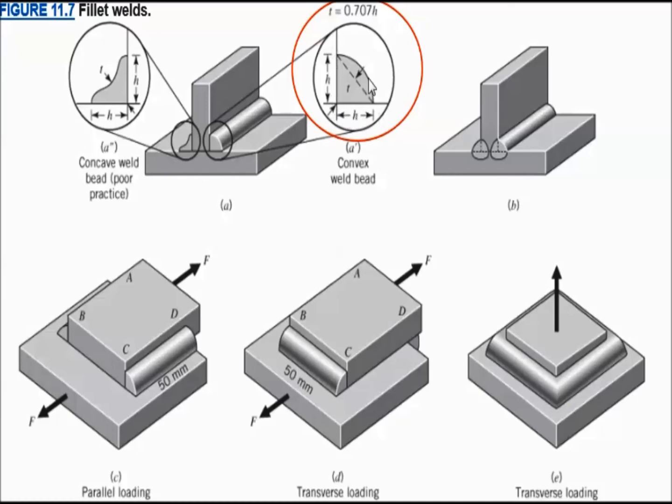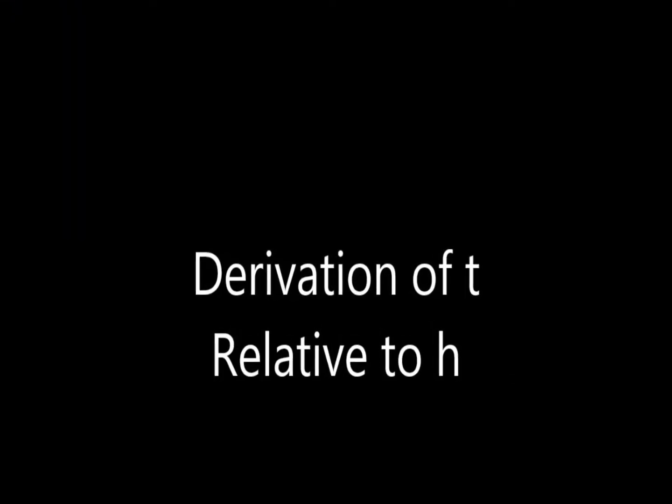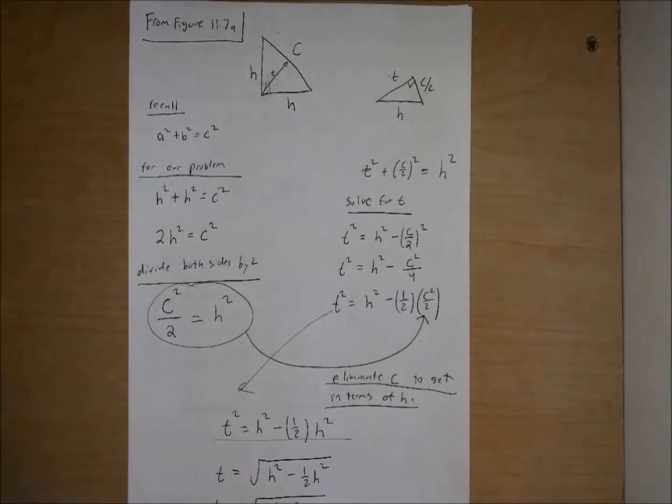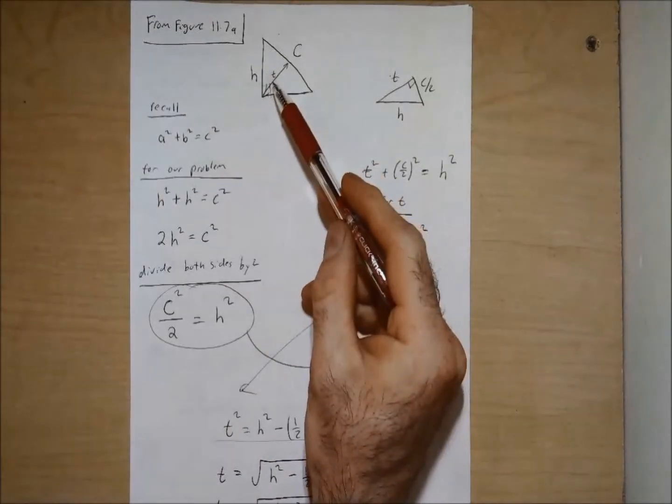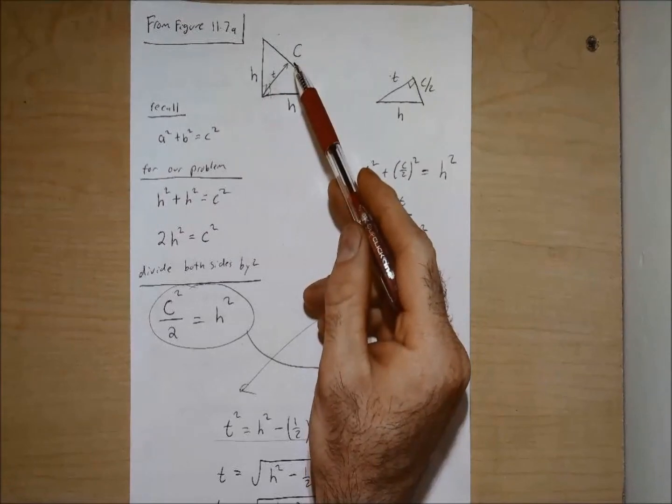So what we're going to do now is break this down and go through a little bit of the math behind how we come up with this value for T relative to H. Taking the information from figure 11.7a in our textbook, we want to break down the geometry behind what they give us in the diagram and figure out how they come up with our relationship between T and H. This is a simplified version of the diagram for figure 11.7a.